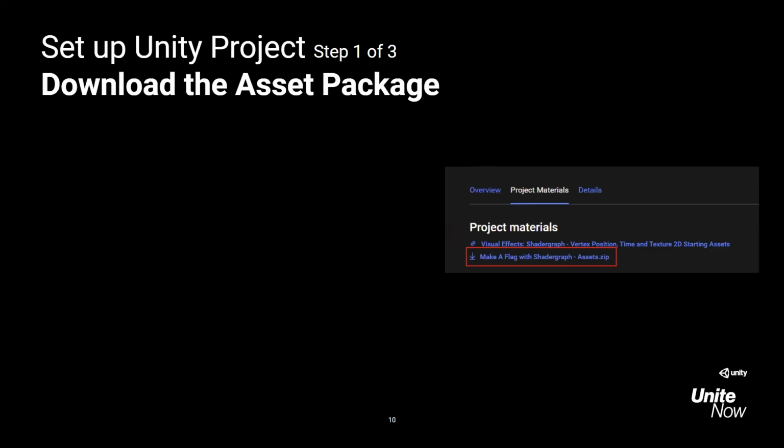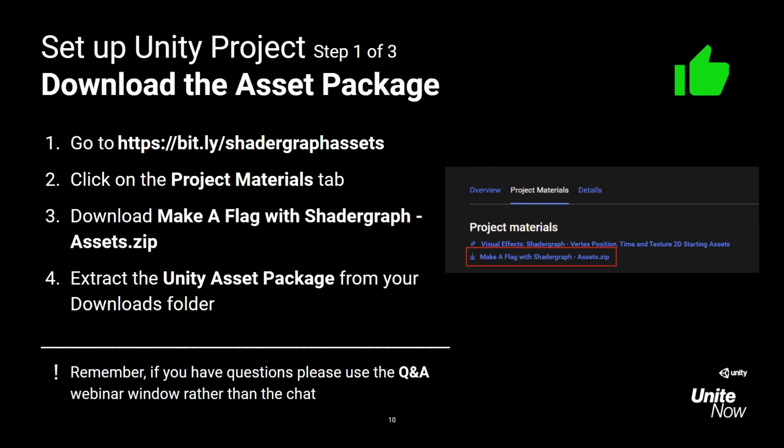Before we actually dive into the project, I do want to take a moment to make sure that everyone can set up the project and they have the asset package downloaded. So let's go ahead and do that now. Notice the green thumbs up in the top right corner. This means that it is your time to shine. Go ahead and go to that asset link if you've not already. And you're going to go ahead and download the shader graph assets.